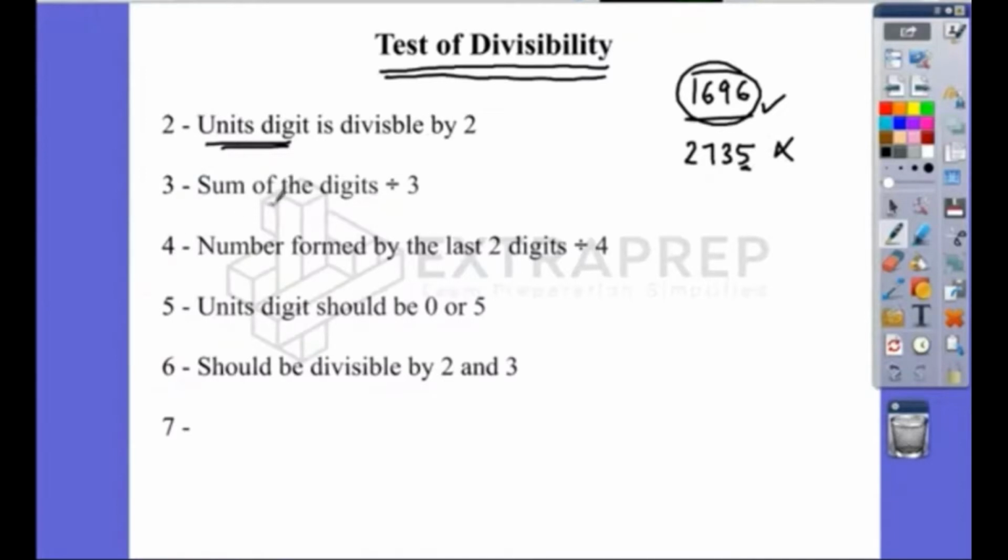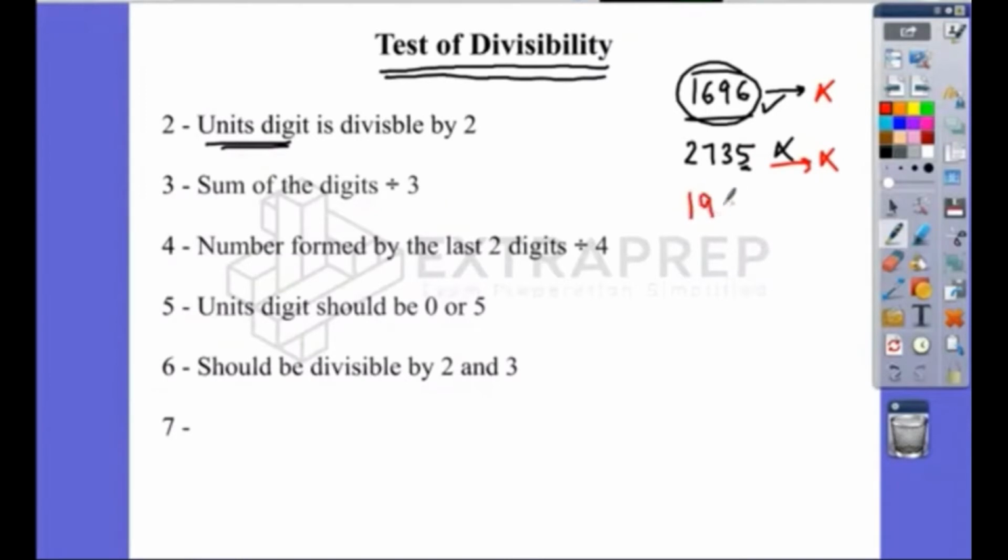Let's look at 3. The rule for 3 is the sum of the digits should be divisible by 3. The sum of the digits here: 1 plus 6 is 7, 7 plus 9 is 16, 16 plus 6 is 22. 22 is not divisible by 3, and so 1696 is also not divisible by 3. 2 plus 7 is 9, 9 plus 3 is 12, 12 plus 5 is 17. 17 is not divisible by 3, so 2735 is not divisible by 3.